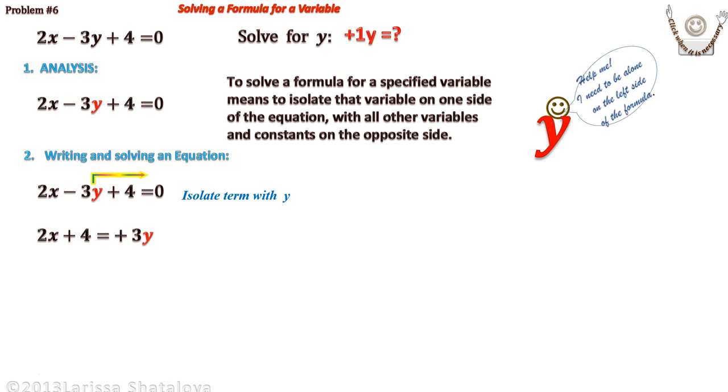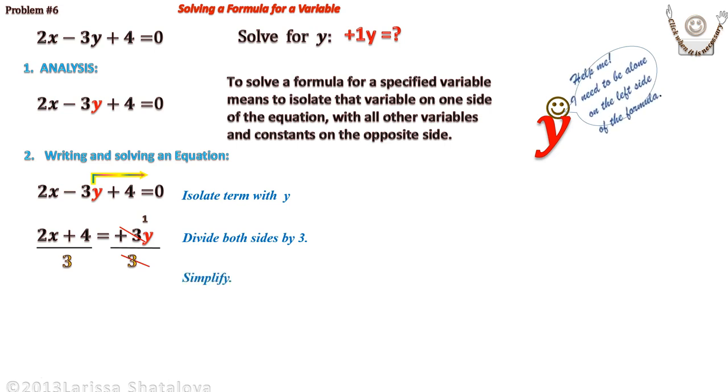Negative 3y on the opposite side would be positive 3y. We have to divide both sides by 3 because we are looking for positive 1y. We have to divide both sides to keep balance, and we can simplify. 3 over 3 is 1, but we can go further because for the left side what we have is positive 2x and positive 4 over 3.